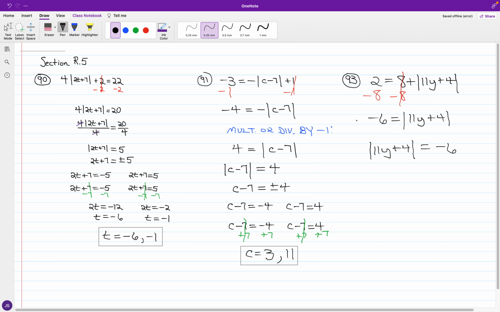And so at this stage, for the absolute value of 11y plus 4 equal to -6, again, the absolute value of an expression cannot be negative. Because of the negative sign, and since the absolute value of an expression cannot be negative, there will be no solution.